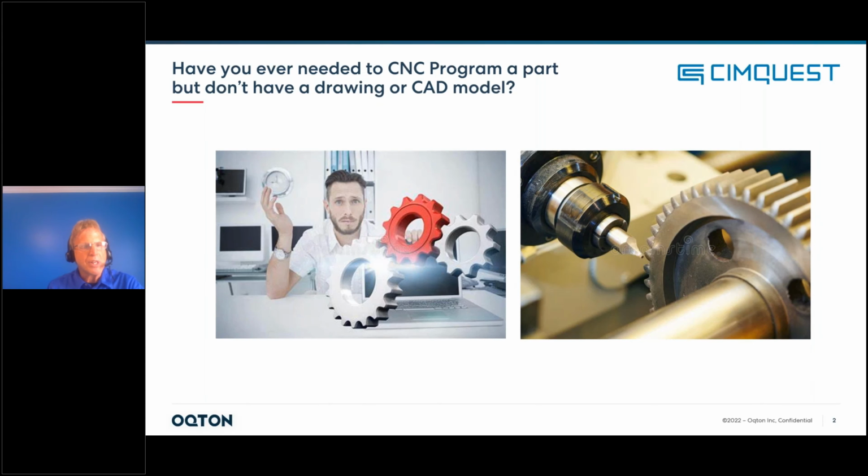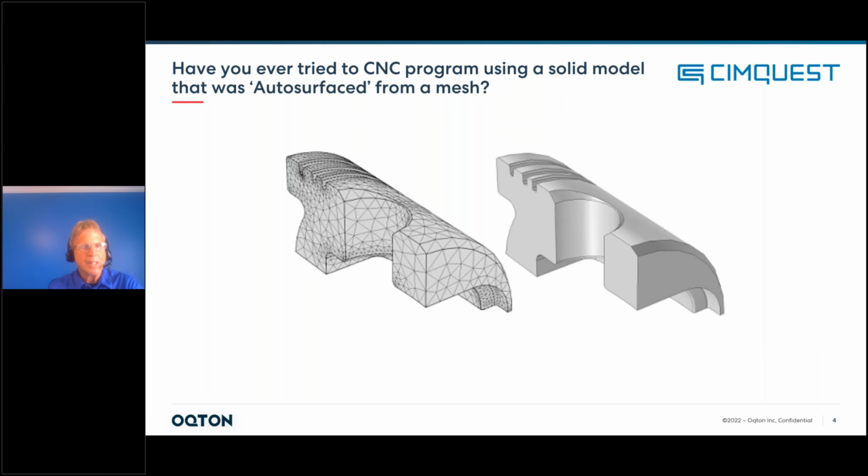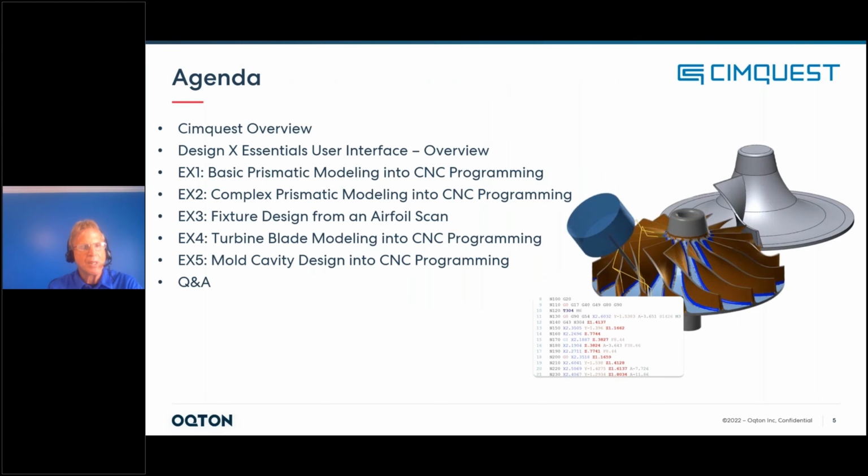So consider this. Have you ever needed to CNC program a part, but don't have a drawing or a CAD model? Do you have broken parts in need of replacing? Have you ever tried to CNC program using a solid model that was auto-surfaced from a mesh? If you've answered yes to any of these questions, I believe you're going to enjoy learning about Design X Essentials for NC.